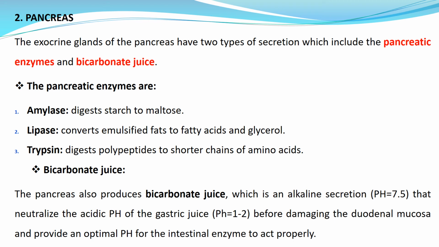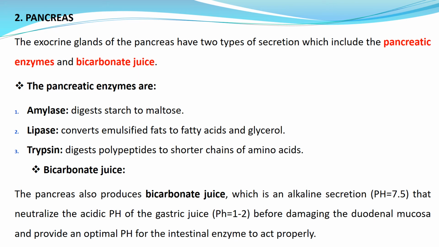As you remember, we have another type of amylase, which is secreted by what? By the salivary gland. So here we have another type of the amylase enzyme. Digestion of starch starts from the mouth, as we saw before. Then we have lipase, which converts emulsified fats to fatty acids and glycerol. Trypsin digests the polypeptides to shorter chains of amino acids, ready for absorption.